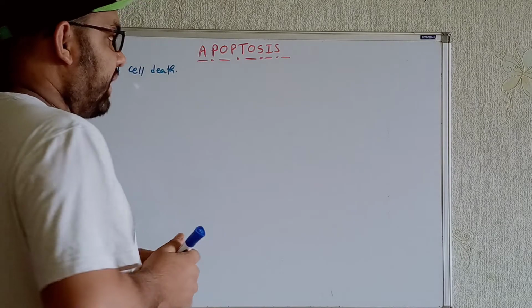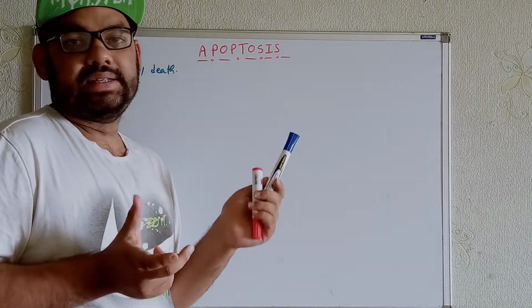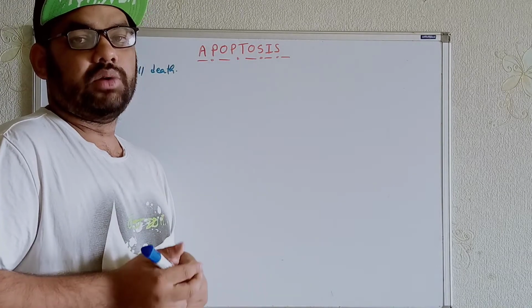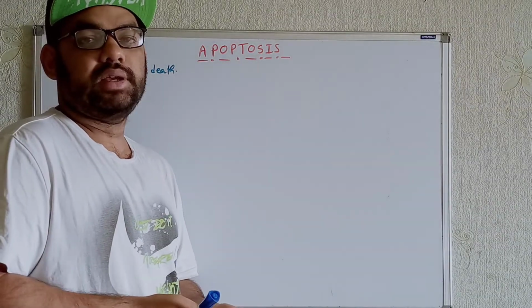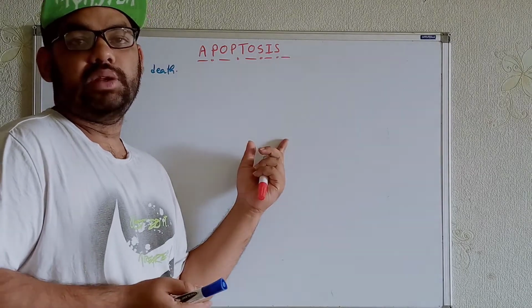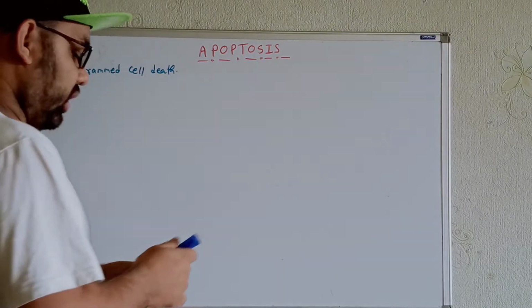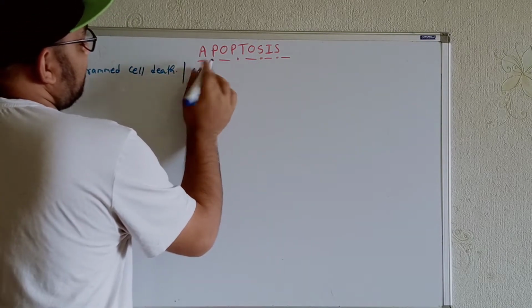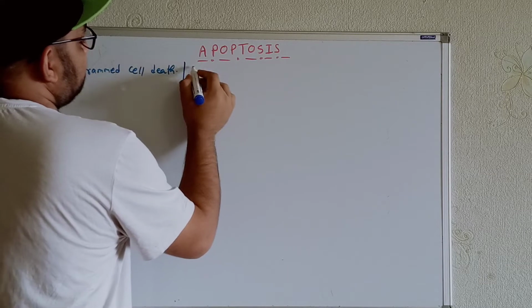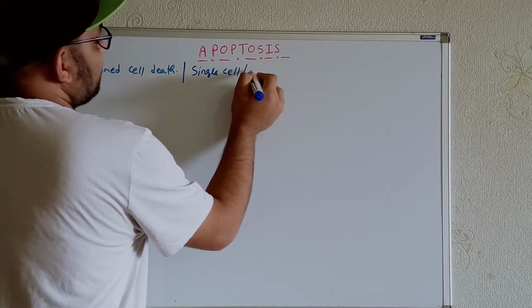Another thing is that apoptosis can be seen in single cells or some group of cells, but necrosis we always see in a large group of cells, or in terms of the tissue. So tissue death is necrosis. Programmed cell death, on the other hand, can affect a single cell or some group of cells.